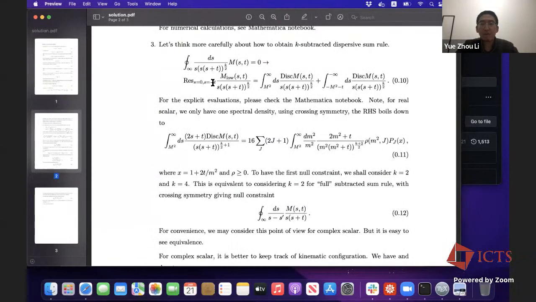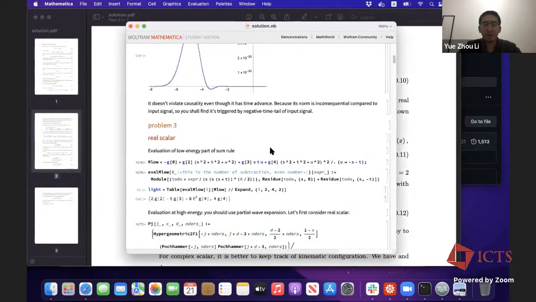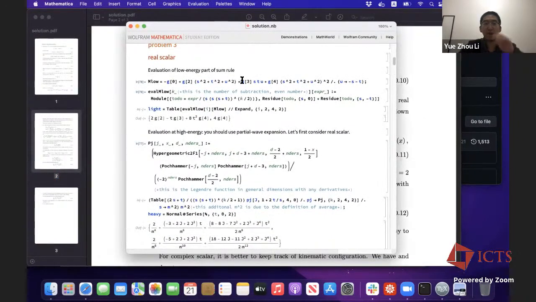If you look at this sort of k-subtracted dispersive sum rule, we would have to consider k equals 2 and k equals 4 sum rules. If you look at the k equals 2 and k equals 4 sum rules, you will find that you can have some null constraint. So let me show you. This is a low energy amplitude, and this is a function I define to take the residue at low energy.